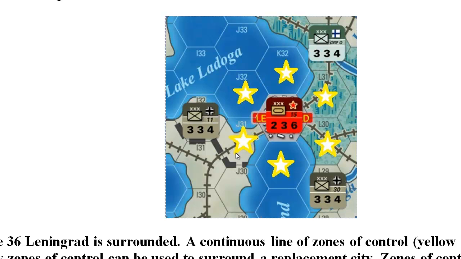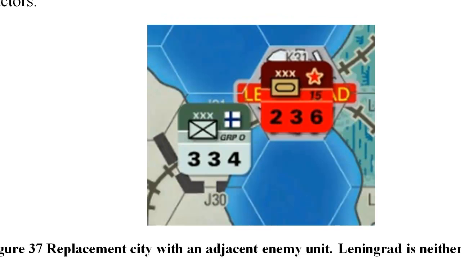Now we come to the last state of affairs, namely here we have Leningrad under attack. It's a replacement city, but at the start of the Russian turn, there is a German unit, it's actually a Finn in this case, parked adjacent to the replacement city. In that case, A, the replacement city will generate no replacement factors because there's a unit next to it, and B, the Russian cannot bring replacements onto the map in Leningrad. She has to bring them onto the map in Moscow or Stalingrad.